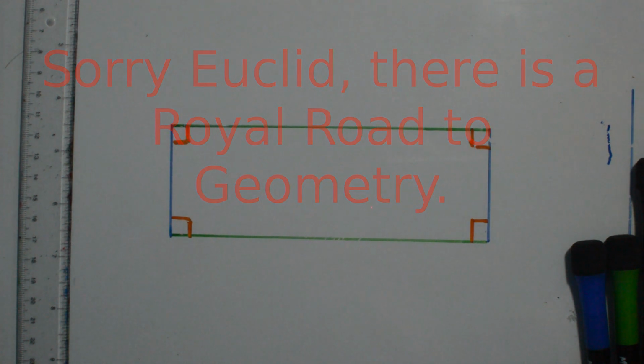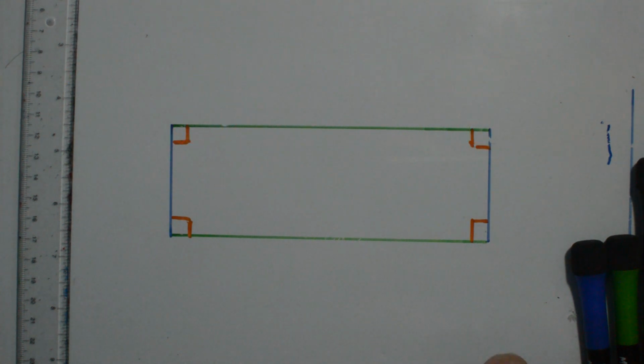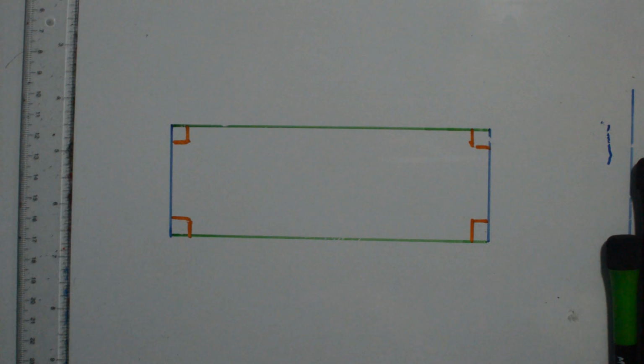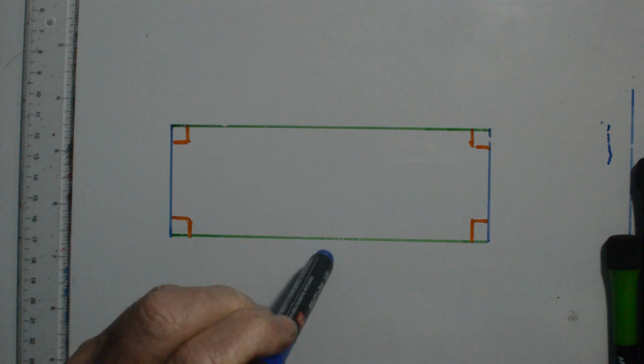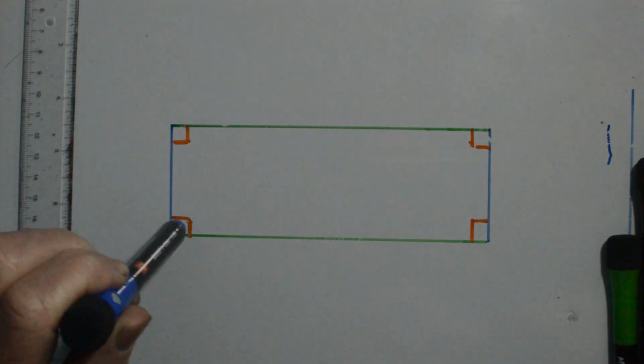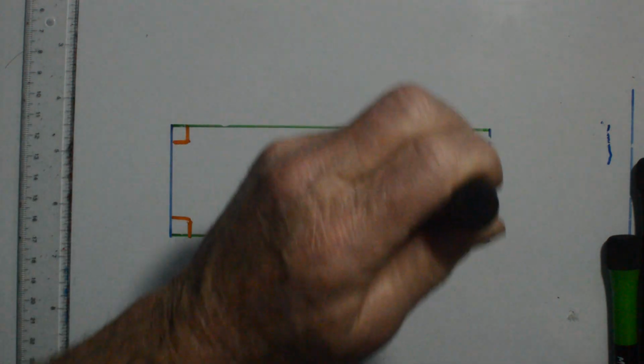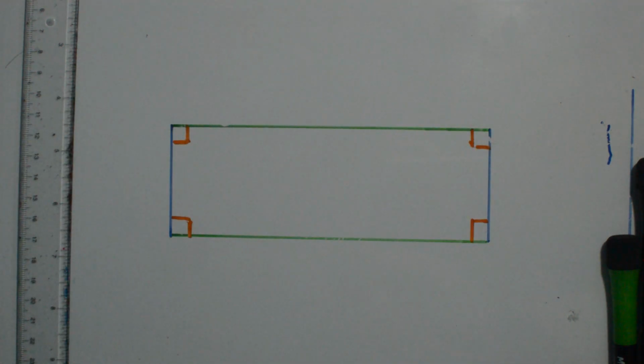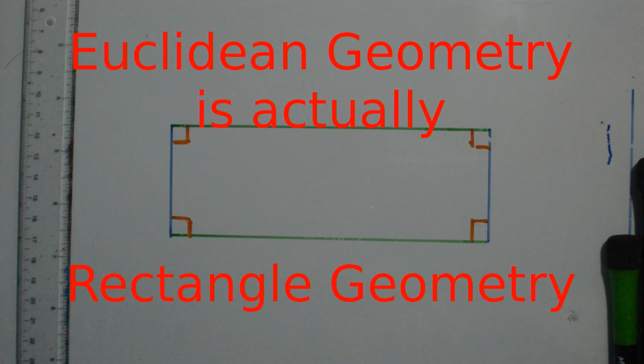This is a rectangle. The properties of a rectangle are very simple. Opposite sides are equal, and the four right angles are equal. Geometry, normally called Euclidean geometry, should really be called rectangular geometry because it's really the geometry of the rectangle.